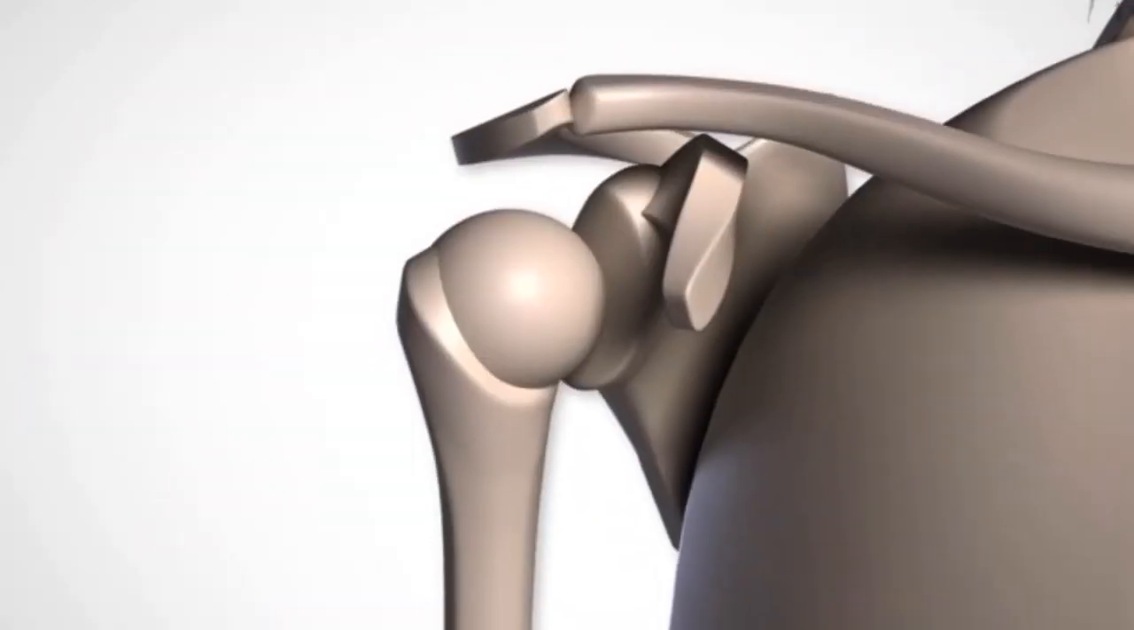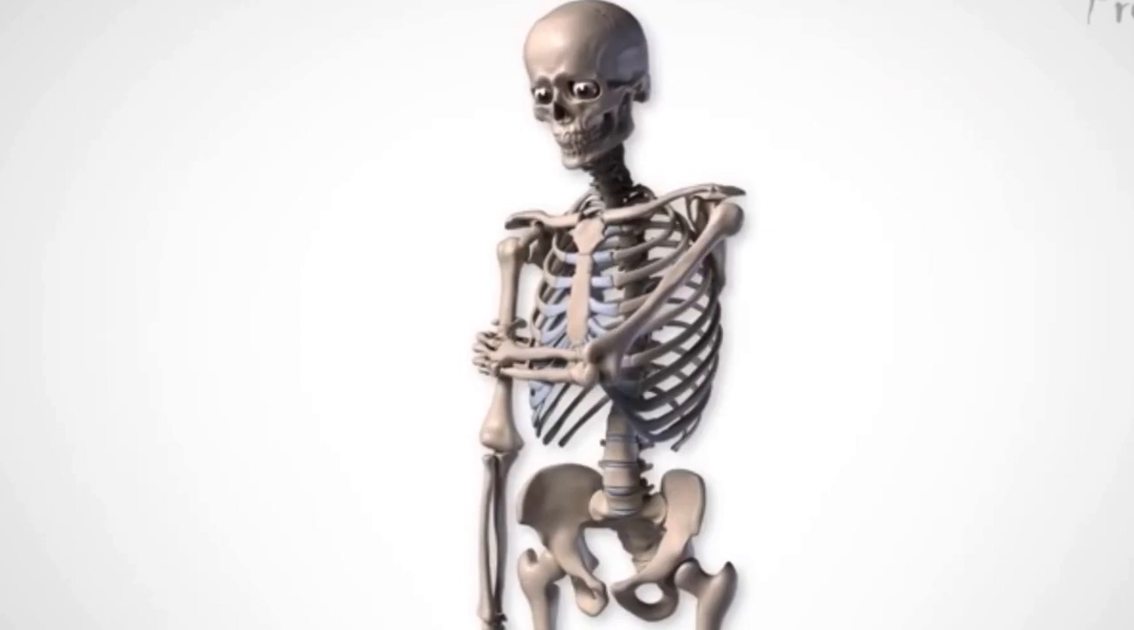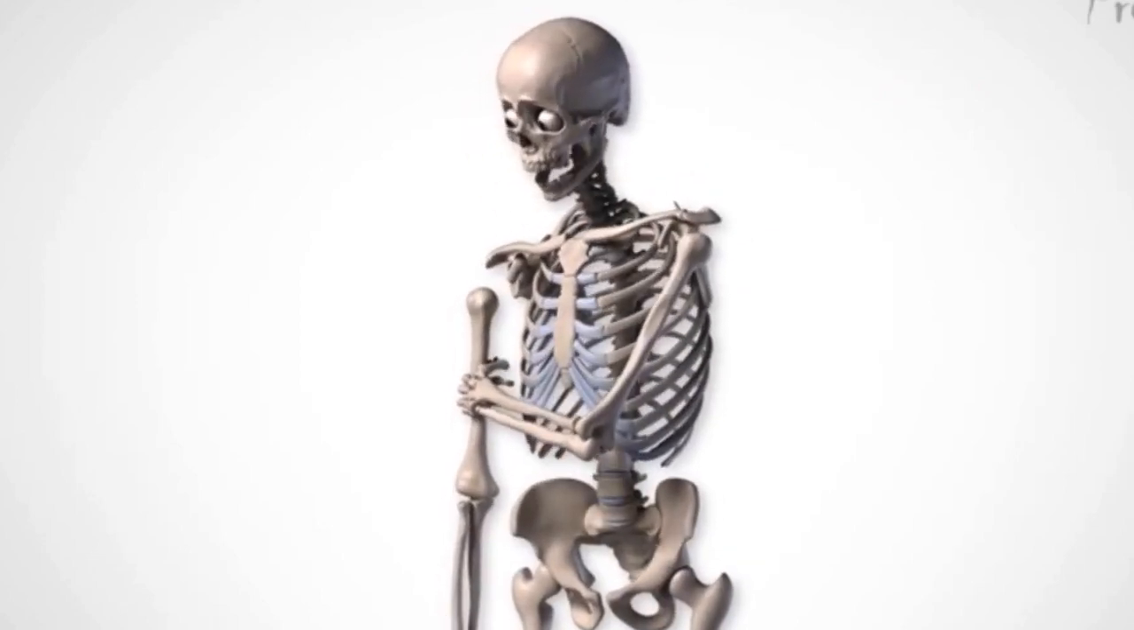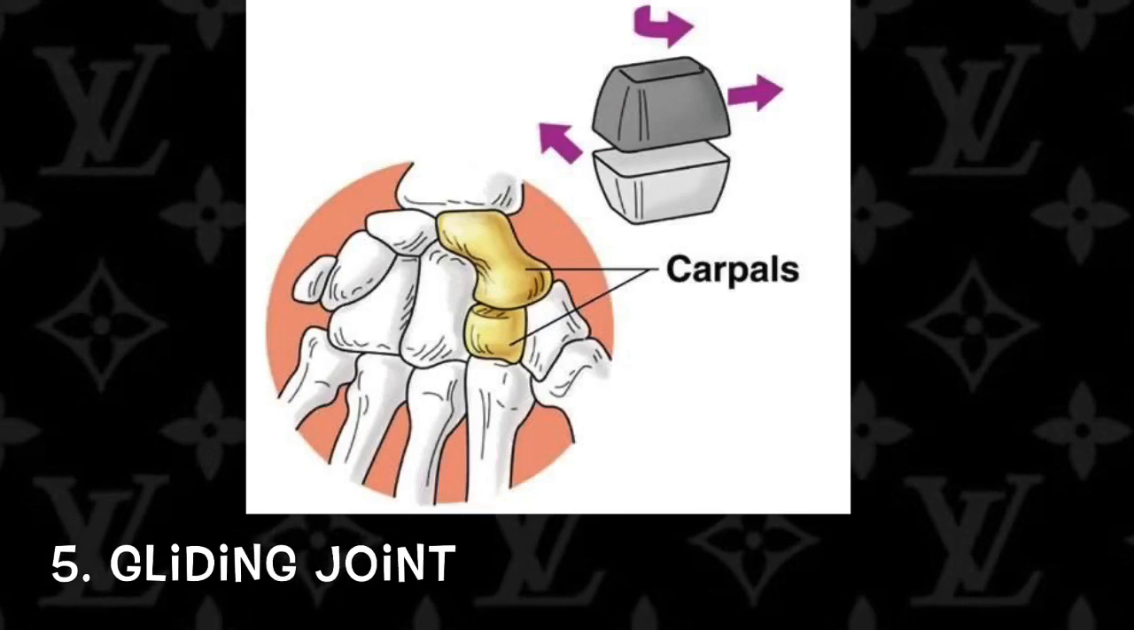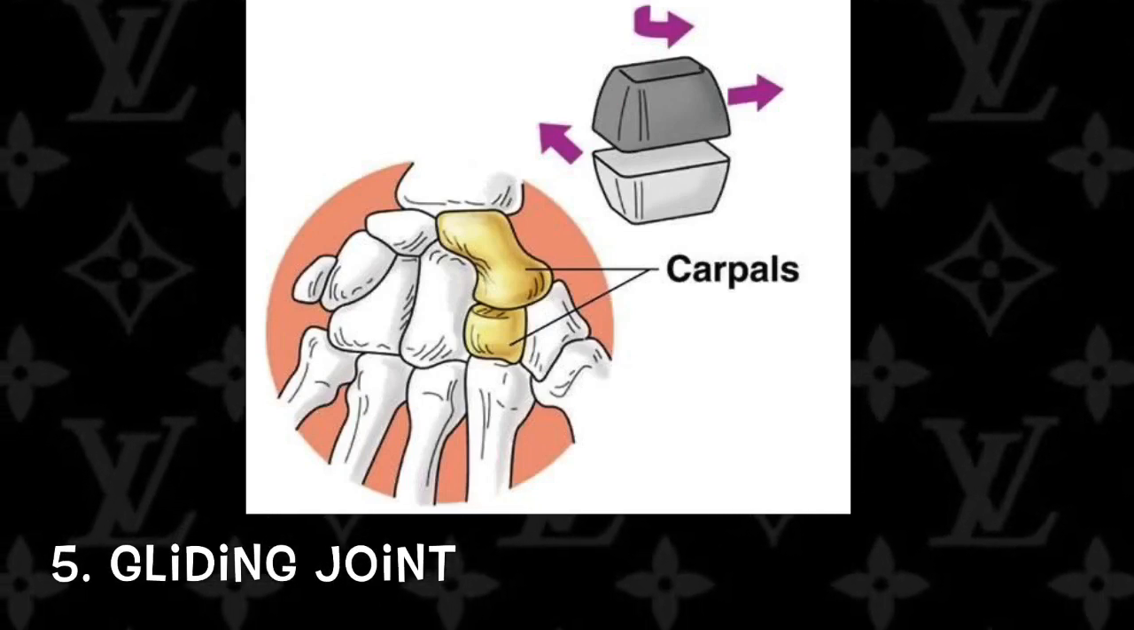The hip has a deep socket which gives stability but limits the range of motion, whereas the shoulder joint has a shallower socket which provides less stability but a greater range of motion. Maybe that is the reason why shoulder dislocation is the most common. Ouch.